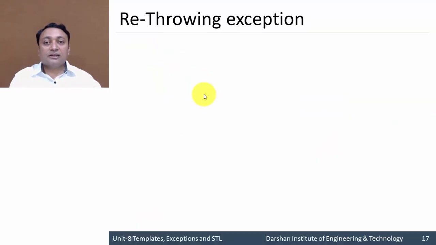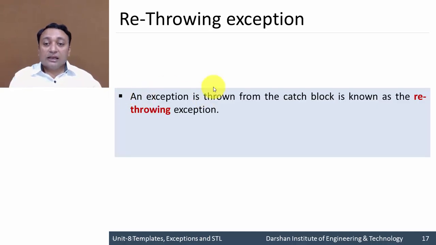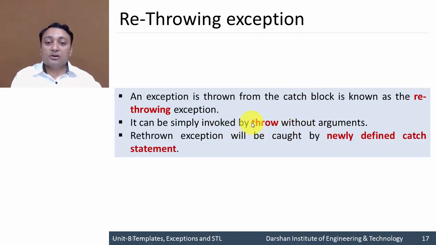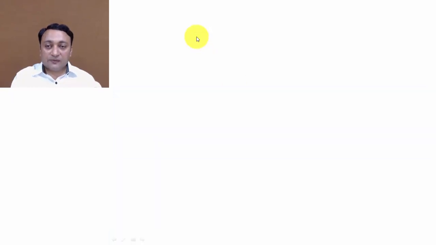Next, let us discuss rethrowing exception. An exception thrown from the catch block is known as rethrowing exception. Generally, we have seen that we write the throw statement inside the try block only. If you write a throw statement in a catch block, then it is called rethrowing exception. So if you are writing a throw statement in your catch block, there is no need to pass any argument, and you need to write a separate catch block to catch the rethrown exception. Let us see the example for that.